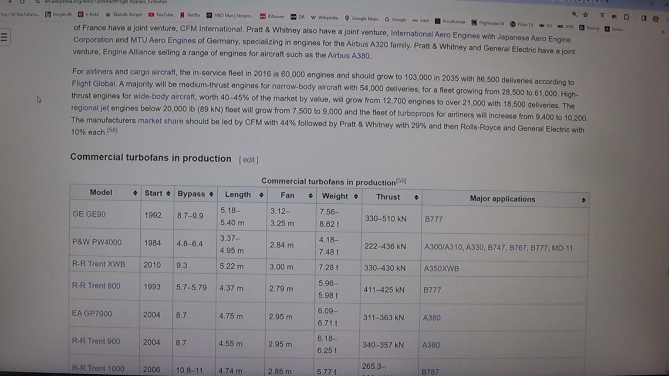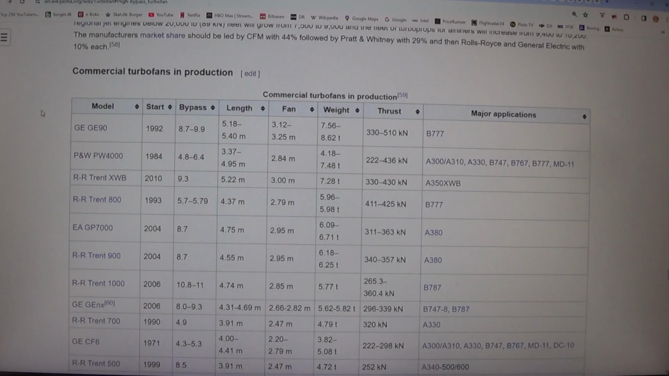18,500 deliveries. The regional jet engines below 20,000 lbf, 89 kN, fleet will grow from 7,500 to 9,000, and the fleet of turboprops for airliners will increase from 9,400 to 10,200. The manufacturers' market share should be led by CFM with 44%, followed by Pratt & Whitney with 29%, and then Rolls-Royce and General Electric with 10% each. Commercial turbofans in production.